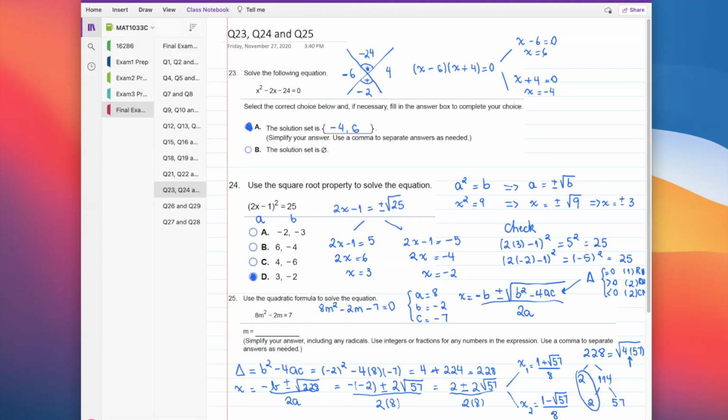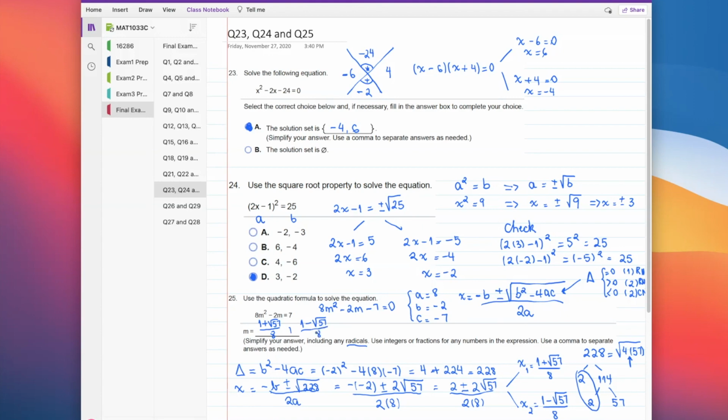divided by 8. And these are the two answers because they want you to answer including any radical. It's not to plug in on the calculator and extract a decimal number. They want you to reduce as much as you can, and then you're going to enter your two answers. So the first one is 1 plus square root of 57 divided by 8. And the other one is 1 minus the square root of 57 divided by 8.